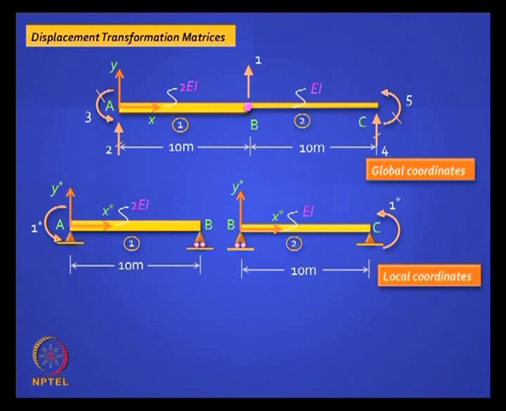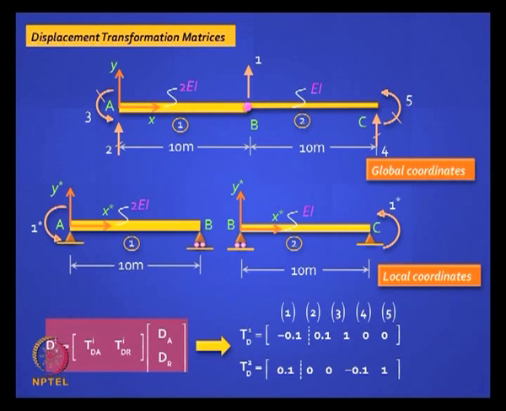This is beautiful because you have only 1 degree of freedom for each of the 2 elements, and the stiffness is 3EI by L. Can you write down the TD matrix for this? It is very easy, 1 row for each. Fill up this matrix. So it is going to look like this. Let us check it out.